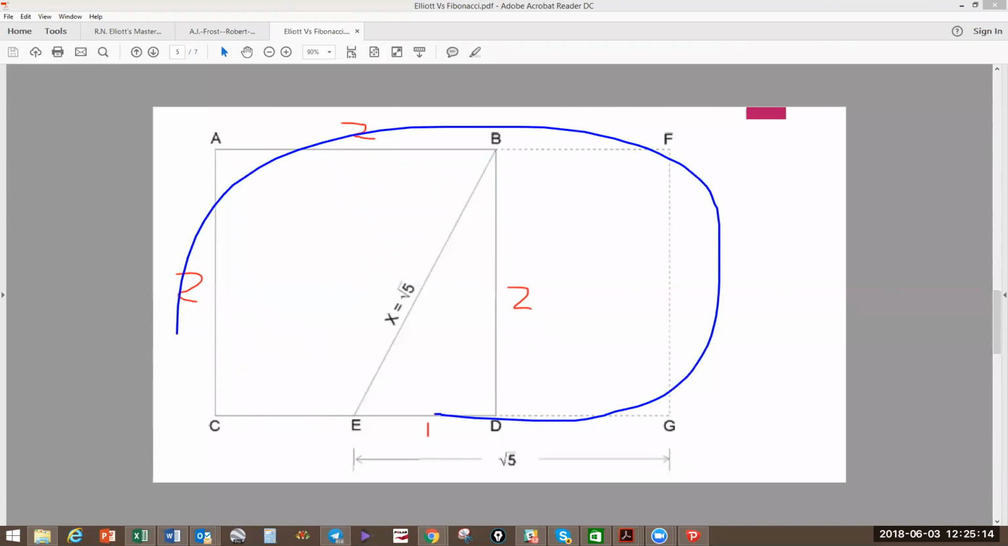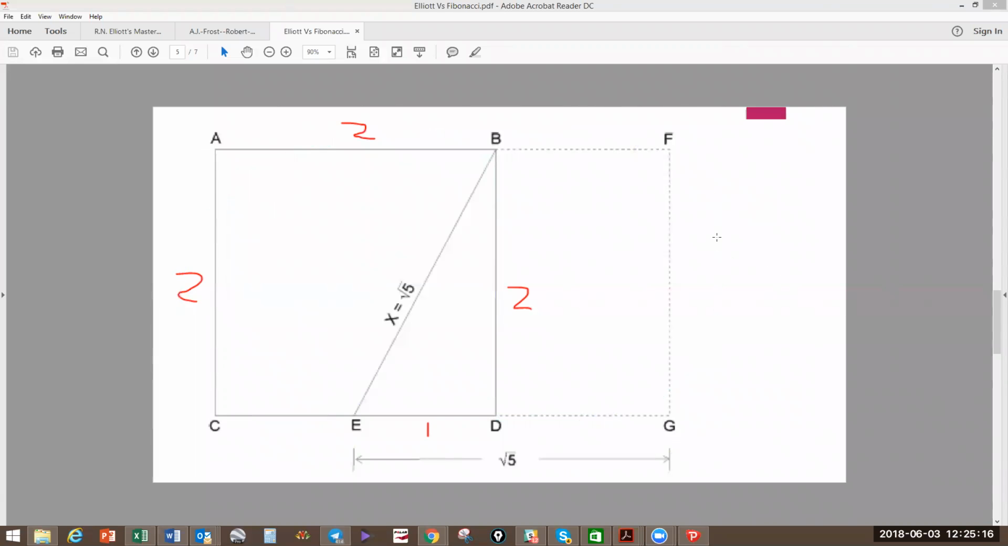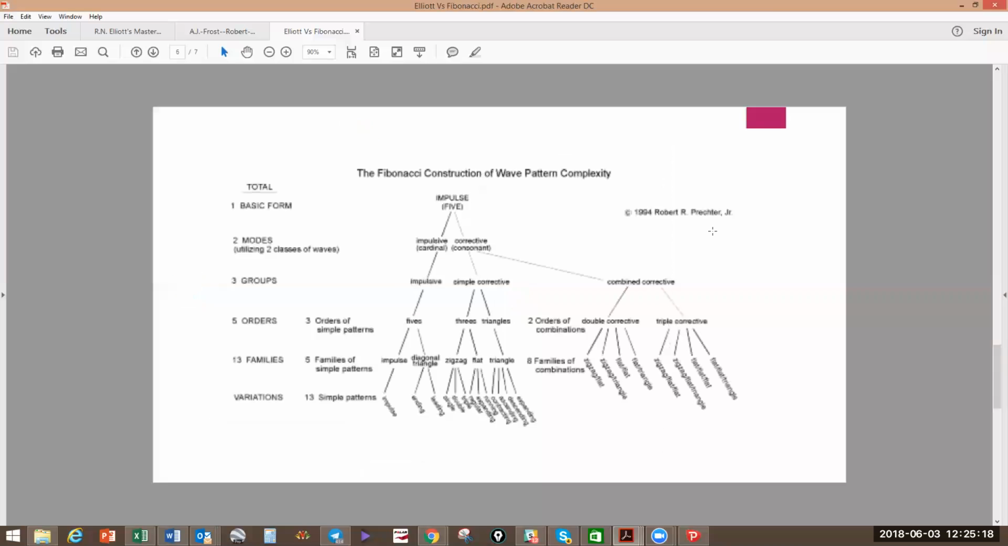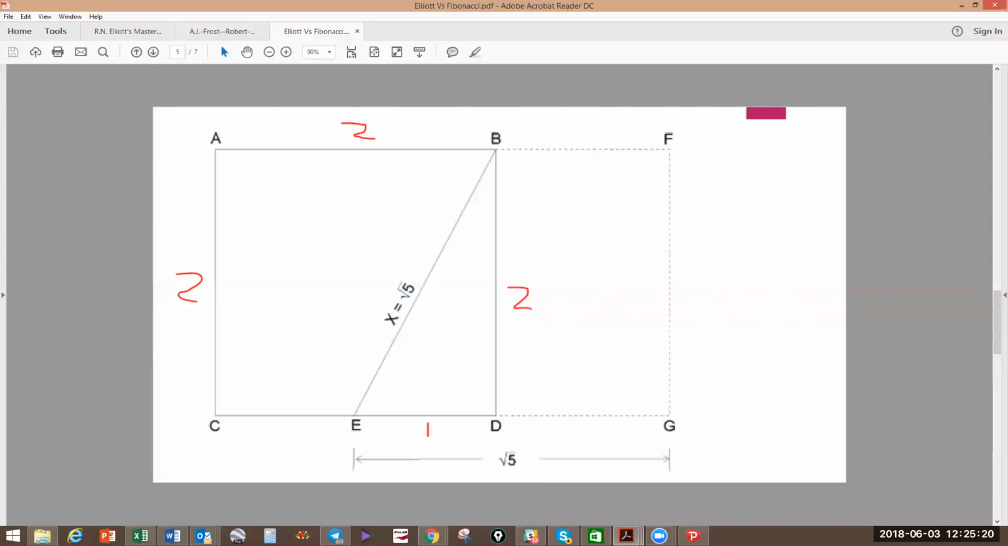Okay, so why am I talking about all these things about Fibonacci and the Pythagoras and all that? There is something very interesting about the patterns that Elliott developed. We've all read about the patterns that Elliott developed. Do you know how many? Do you know the grouping of those patterns? This is where the interesting part comes.